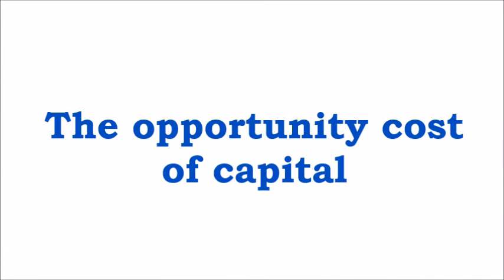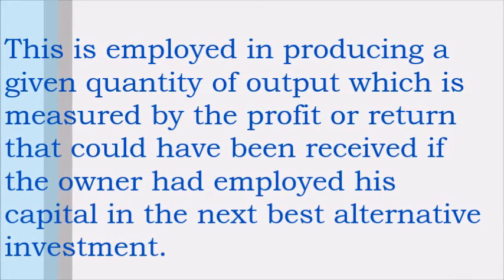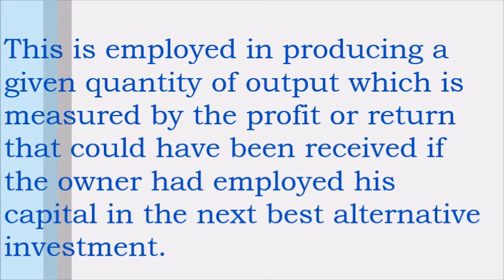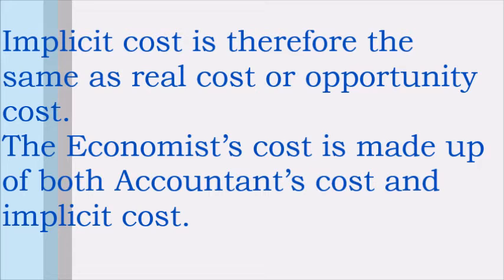The opportunity cost of capital. This is capital employed in producing a given quantity of output, which is measured by the profit or return that could have been received if the owner had employed his capital in the next best alternative investment. Implicit cost is therefore the same as real cost or opportunity cost. For economists, we should not consider only explicit costs or historical costs made on inputs, but we must estimate the value of real cost too.